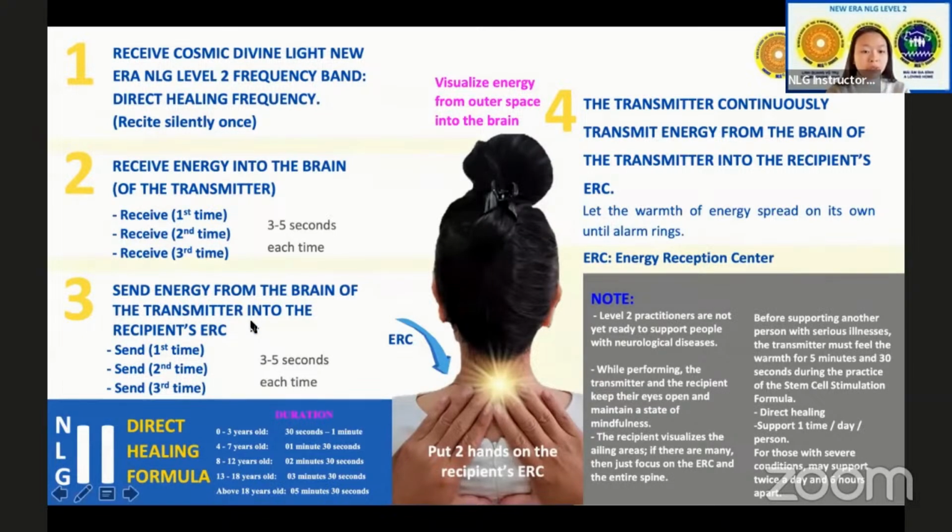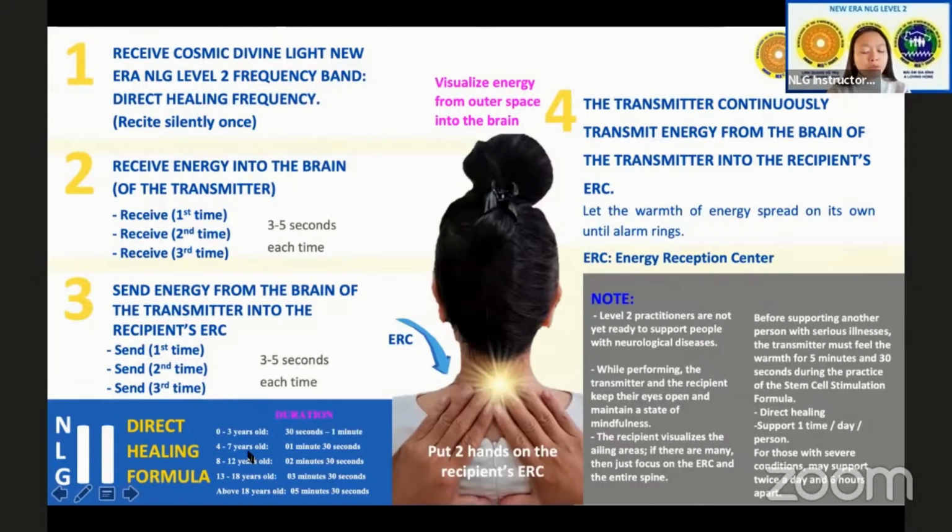Because it's really, really short, it's only for 30 seconds to 1 minute, as you get to step 3, that's when you will start your timer for the age group of 0 to 3 years old, so that you can actually have time to send energy to the recipient, and you're continuously directing it as instructed here. So that's the only exception where you start the formulas without starting the timer until step 3.